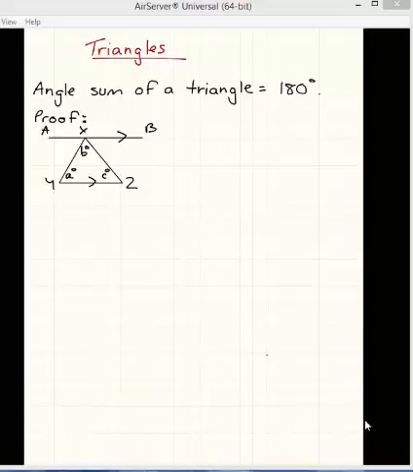So one of the properties of a triangle is that the angle sum of any triangle is equal to 180. So looking at our triangle here, A plus B plus C is going to equal 180. We use that to work out any missing angles. Today I want to look at why it is equal to 180.